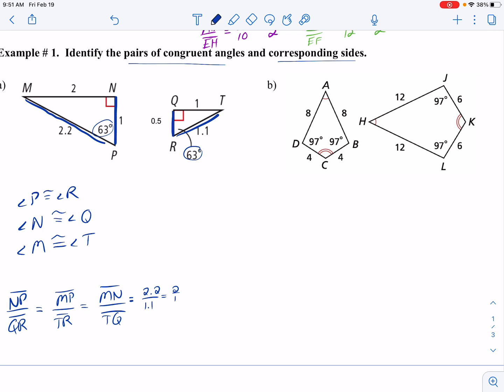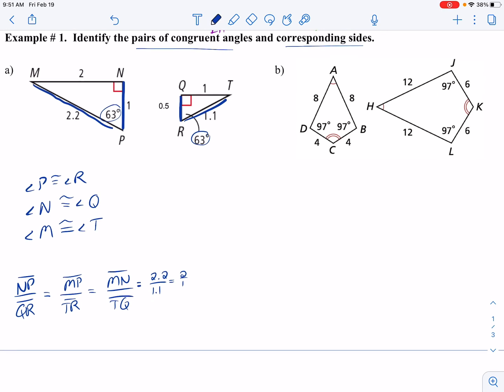You don't need to find the ratio of the sides, but I want to see all of the corresponding congruent angles and all of the corresponding proportional sides for B. All right, go ahead.